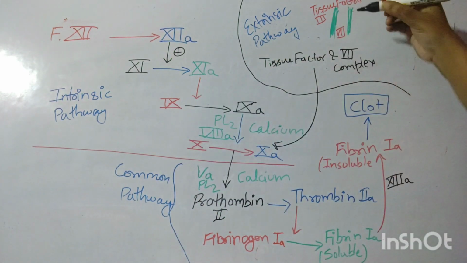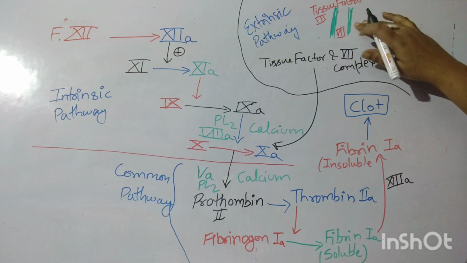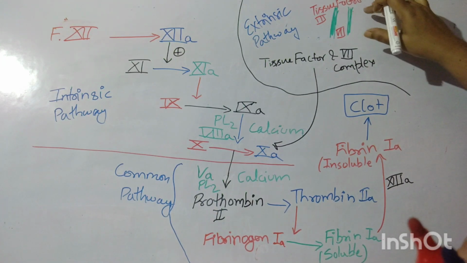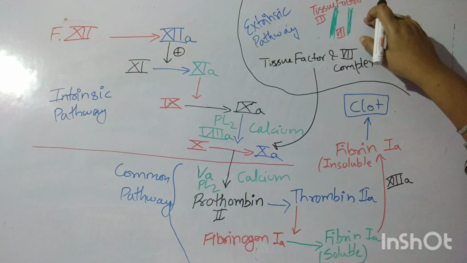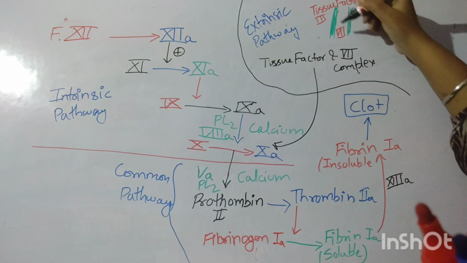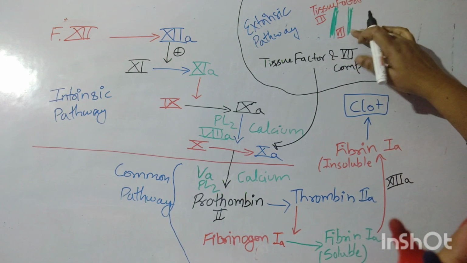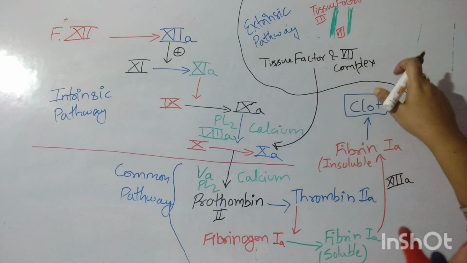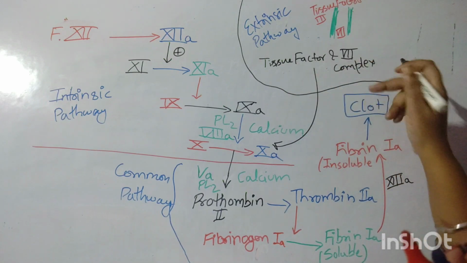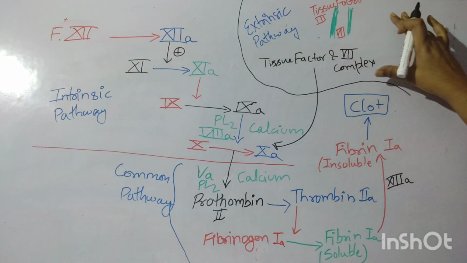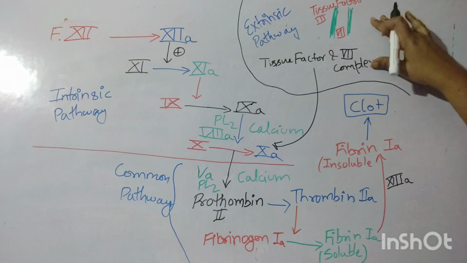Now see here, tissue gets injured whenever blood vessels get injured. So here tissue factor will work. This is tissue factor 3. This will form a complex with factor 7 in the blood. Tissue factor 3 combines with factor 7. This is called extrinsic pathway. Few seconds will be required in this process.